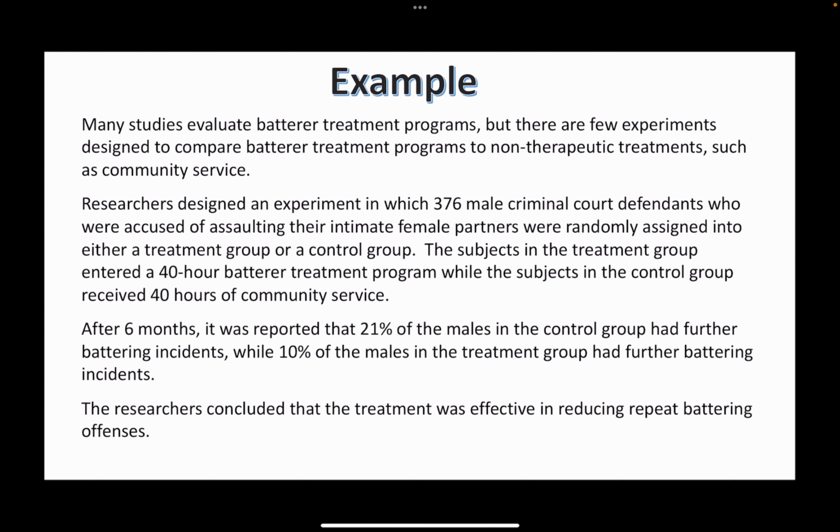After 6 months, it was reported that 21% of the males in the control group, those who did the community service, had further battering incidents. Only 10% of the males in the treatment program had further battering incidents. So the researchers concluded, based on this study, that the treatment was effective in reducing repeat batterer offenses.